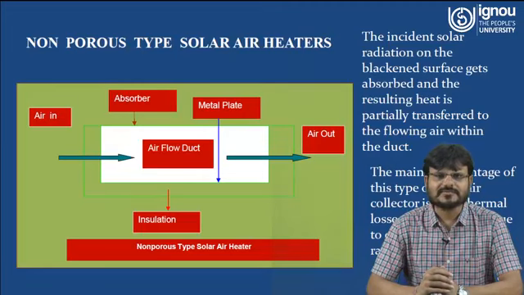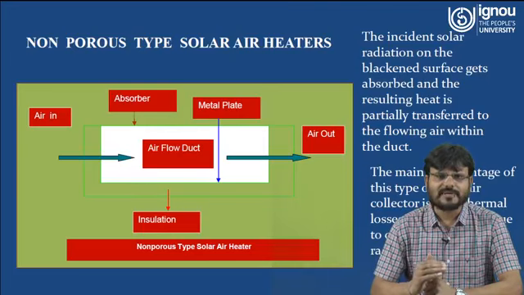Now you can see in the picture a non-porous type solar air heater. Here you can see there is one chamber denoted as the air flow duct, in which air flows, and the part above the chamber is an absorber which has a black surface. Why is it blackened? To absorb more heat. So incident solar radiation on the blackened surface gets absorbed and the resulting heat is partially transferred to the flowing air within the duct.